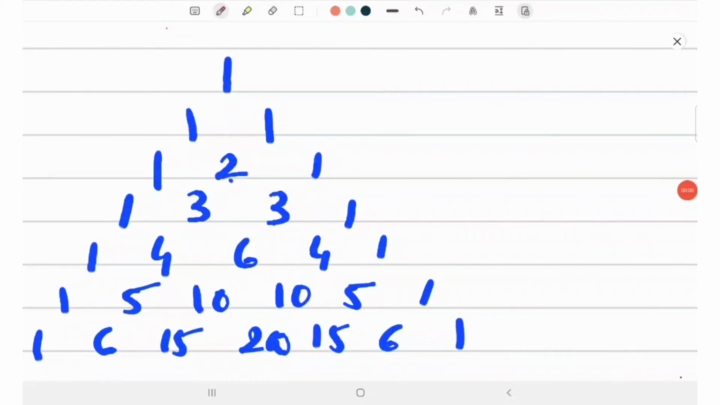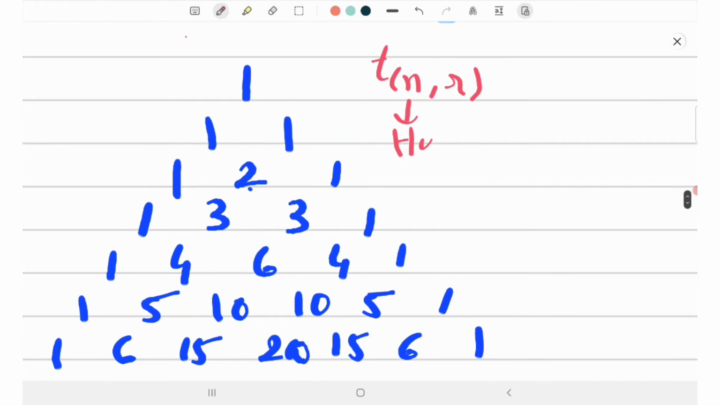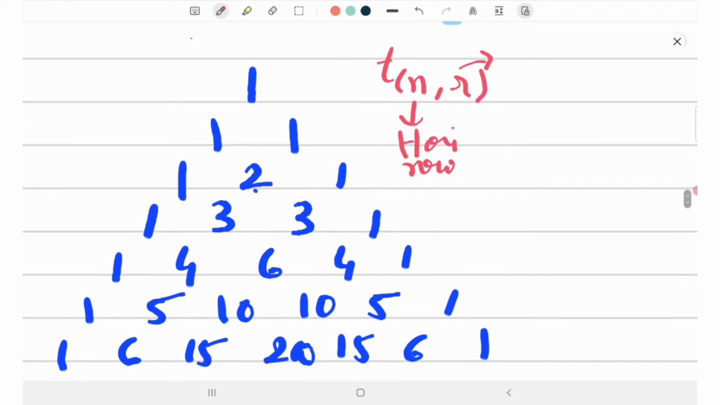Now, one more concept to talk about is that we can represent any number in the term T n r. We can represent any number on Pascal's triangle this way, where n is the horizontal row position and r is the position number.